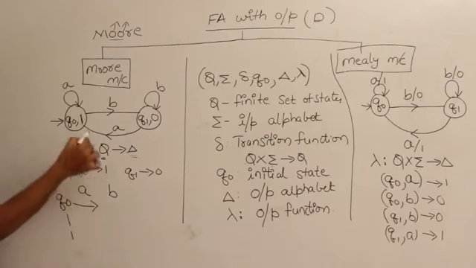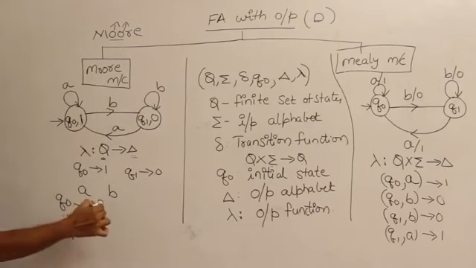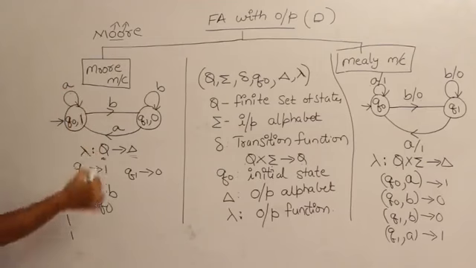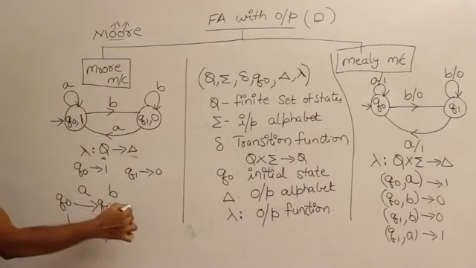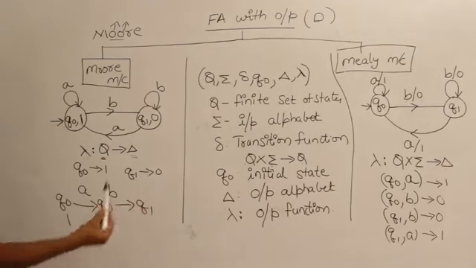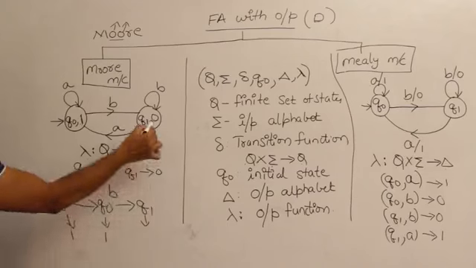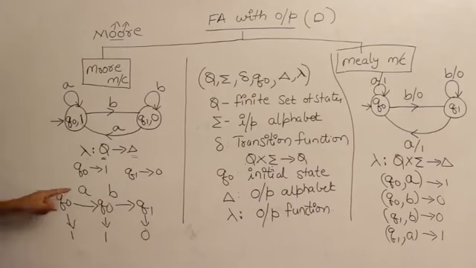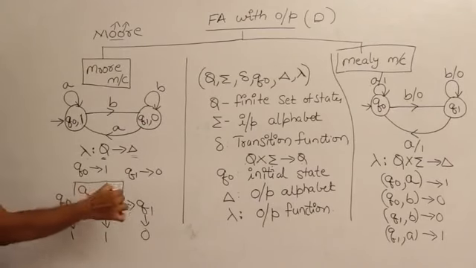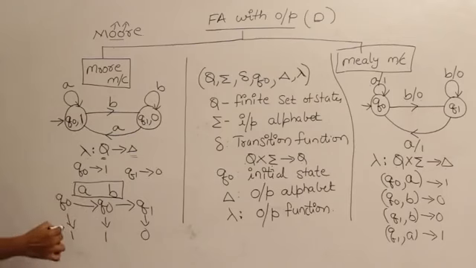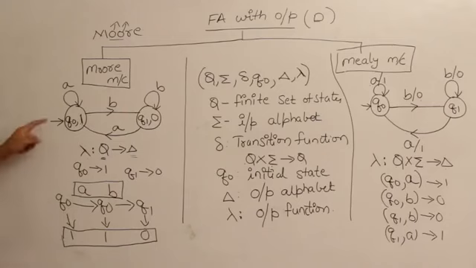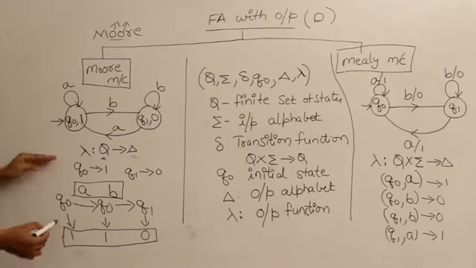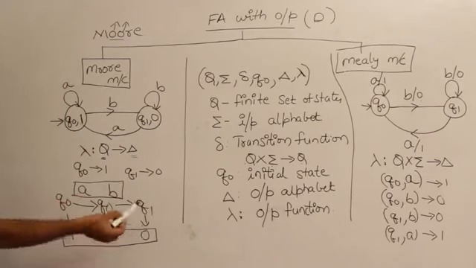Now on seeing a small a, I'll again go to state Q0 itself. Therefore again 1 will be printed, and Q0 on b is going to Q1. In state Q1, the output associated is 0. So, on seeing input AB, this particular Moore machine has printed the output 110.